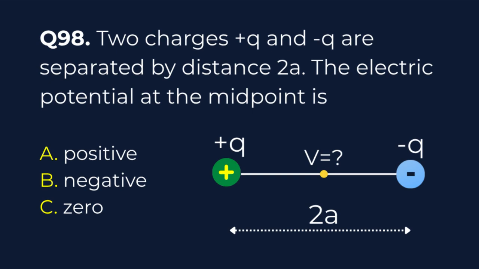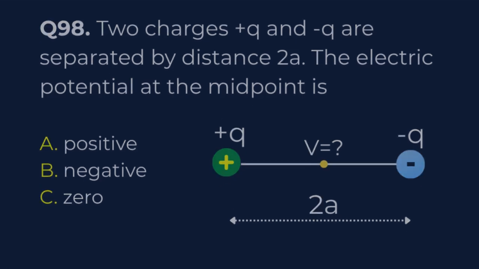Question 98. Two charges plus q and minus q are separated by a distance 2a. The electric potential at the midpoint is: a) positive, b) negative, c) 0.